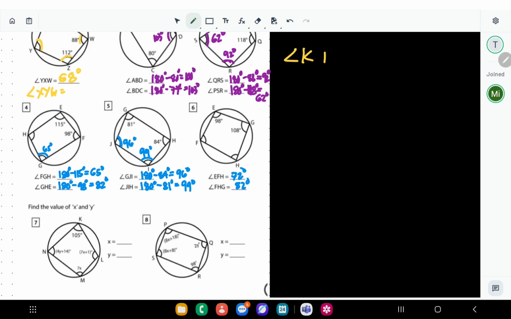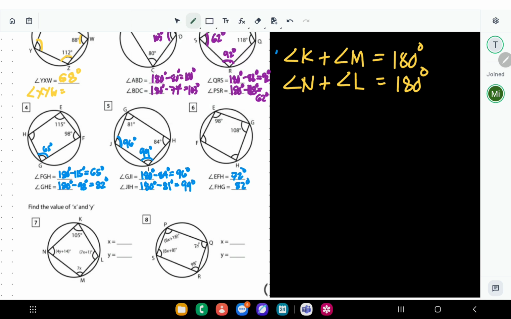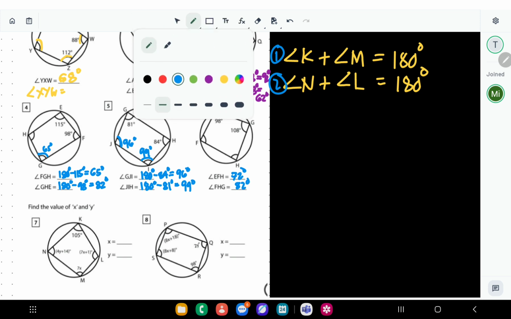Angle K plus angle M add up to 180 degrees, right? And then angle N plus angle L also add up to 180 degrees. Alright, so now we plug in the values. This is our first equation, and this one is the second equation. So let's work on the first equation first.